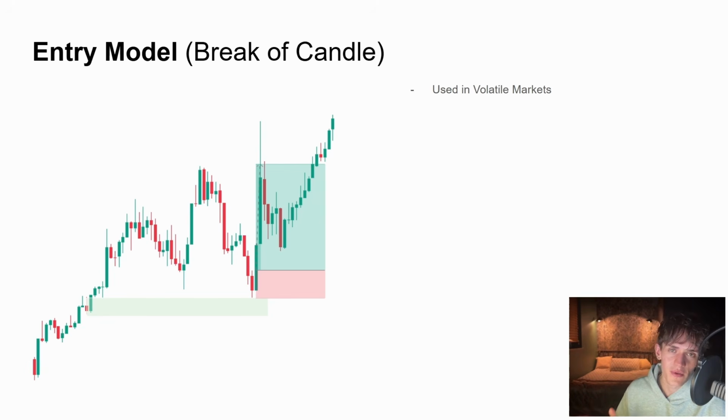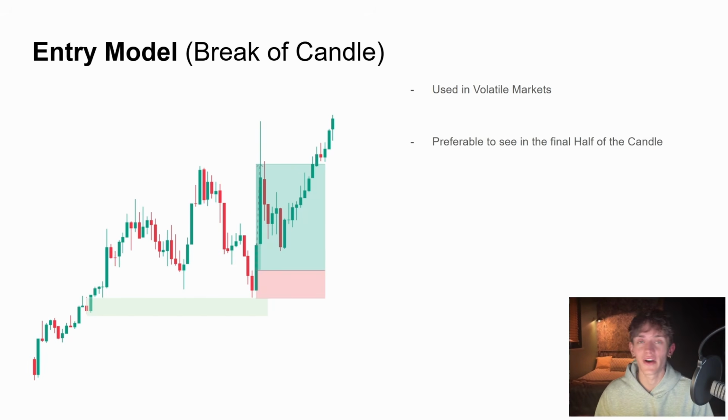Now for some of those smaller rules that I was talking about. This is going to be preferable to see in the final half of the candle, since it's simply going to have half the amount of time to not give a bullish close. If we were to break this previous candle's high near the start of a new 5-minute candle, then it could just be a lot of random volatility. It's not to say that we are going to continue in this direction.